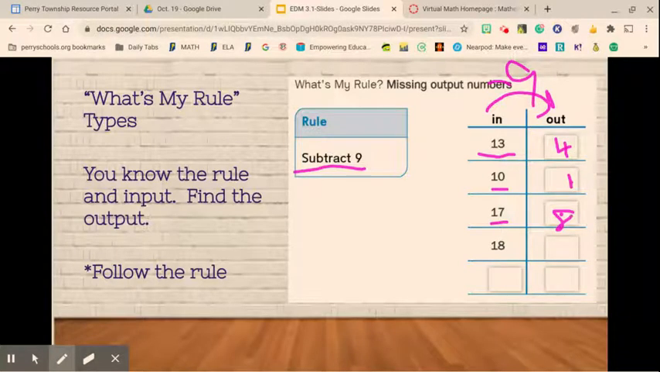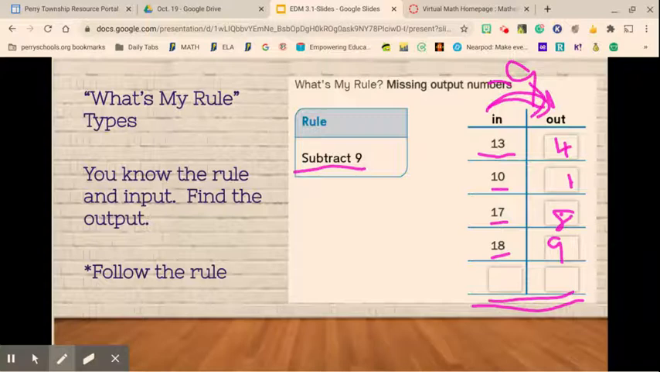I look at the number 18. I put it in my machine, I subtract 9, and I am left with 9. Now, there's almost always a blank one at the bottom that you get to make up on your own. So please do not skip this. This is something that you will need to create your own idea.